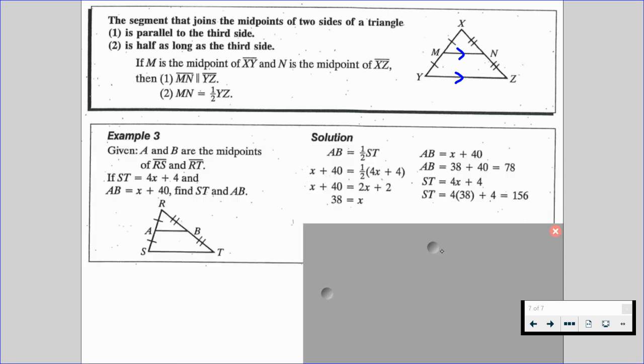And ST, we know, is 4x plus 4. We substitute in the value of x. We get 4 times 38 plus 4, which gives us 156.